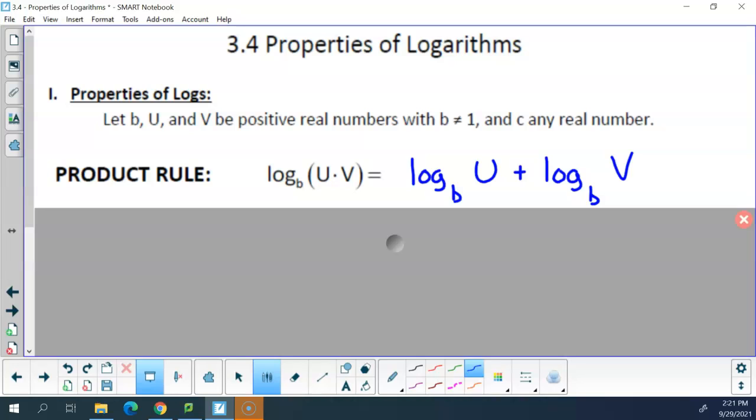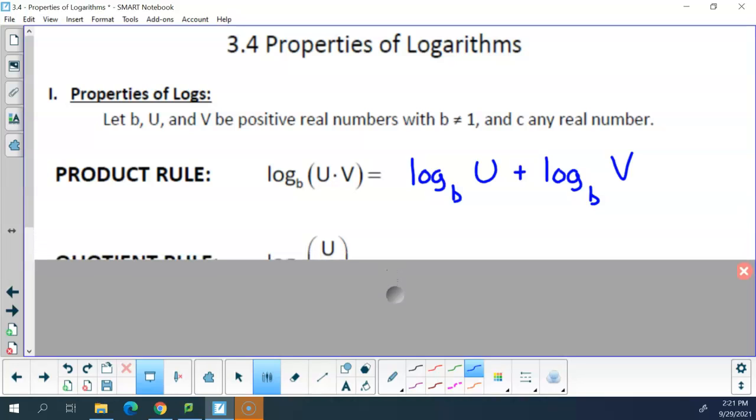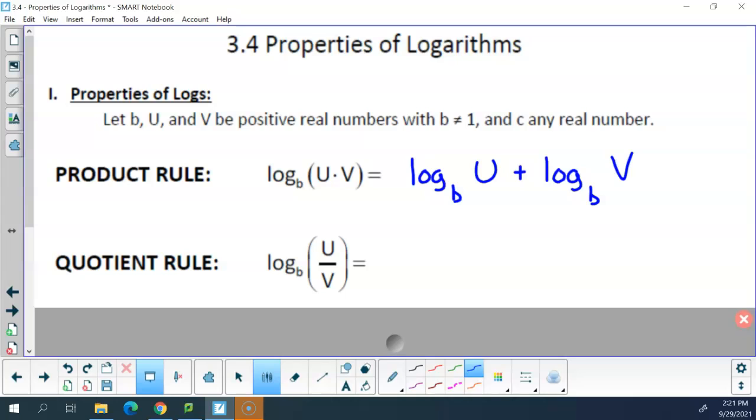The second rule that we're dealing with is the quotient rule. So now in the argument, if you are dividing two terms or more, okay, then that can be broken out into log base b of u minus log base b of v.